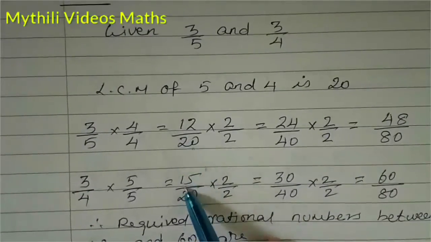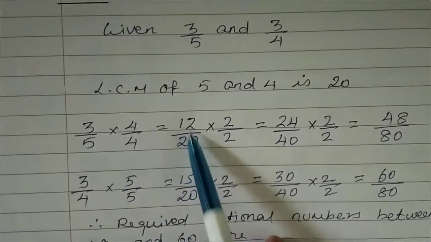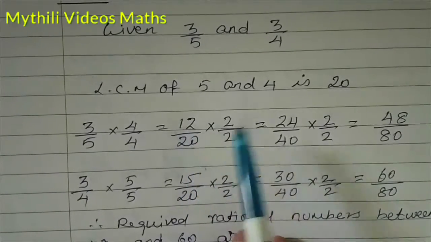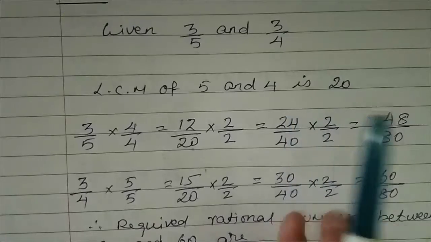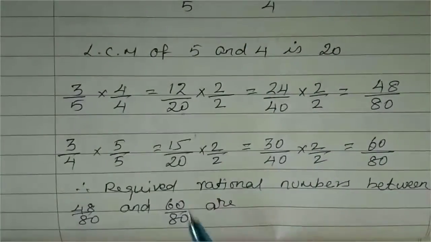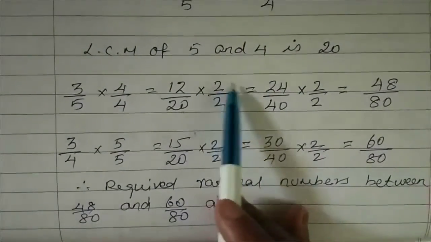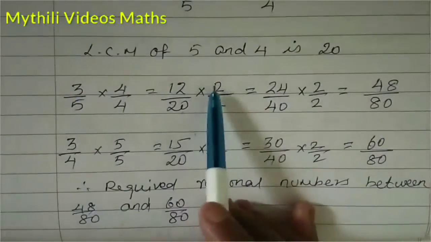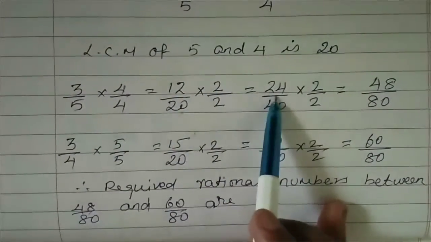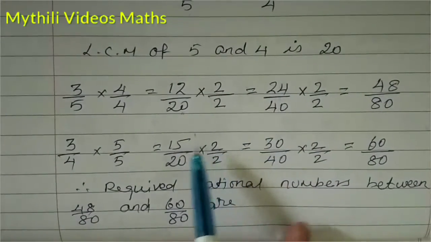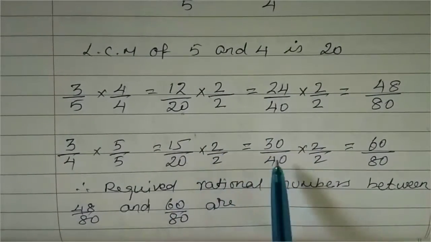Now just compare these two values. See the numerators 12 and 15. So in between how many numbers are there? After 12, 13, 14. Only 2 numbers are there. But we need 10 rational numbers. So what we have to do? We have to multiply with 2 by 2 and then here also 2 by 2. Now just multiply: 2 12s are 24 and then 2 20s are 40. And then here also 2 15s are 30, 2 20s are 40.